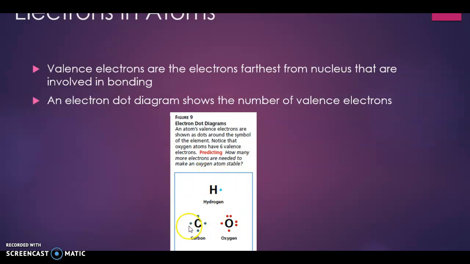Carbon has 4, which usually means it's going to share. We're going to talk about covalent bonding as well. And then oxygen here has 6, which means it's going to bond with something that is going to pick up 2. It's going to form a bond that way. So those are just examples of electron dot diagrams, which show the valence electrons in an atom.